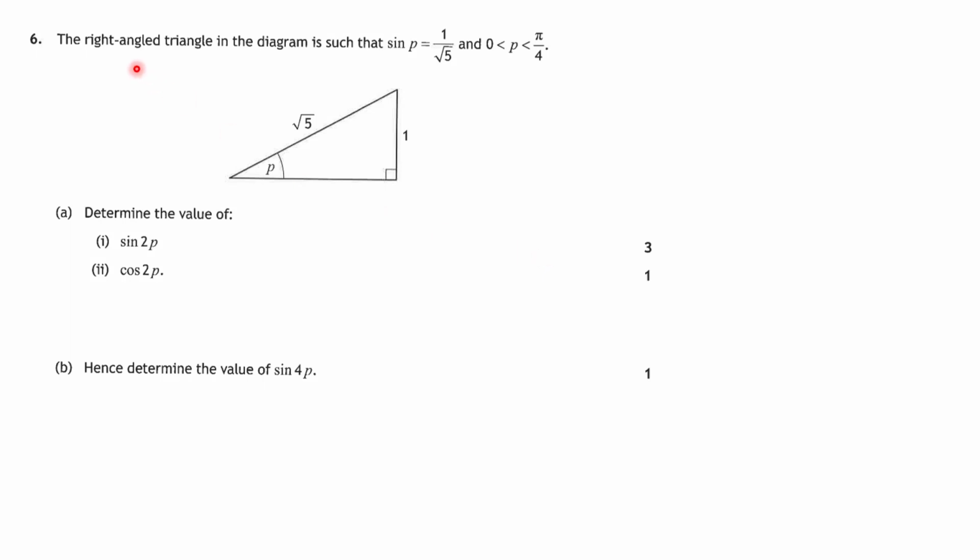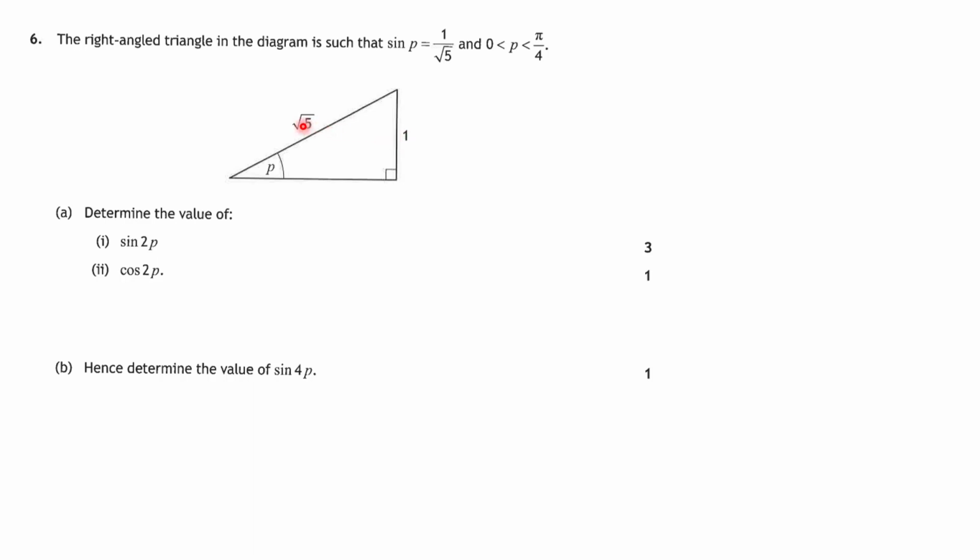Question 6. We have a right angled triangle and the sine of p is 1 over root 5 and p lies between 0 and pi by 4 radians. We want to determine the value of sine 2p. Well, the first thing we've got to do is find this missing side. We just use Pythagoras, so square that, take them away and take the square root.